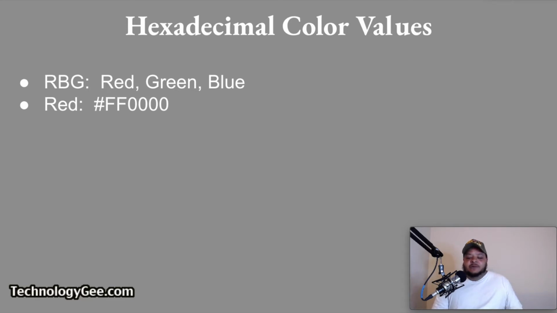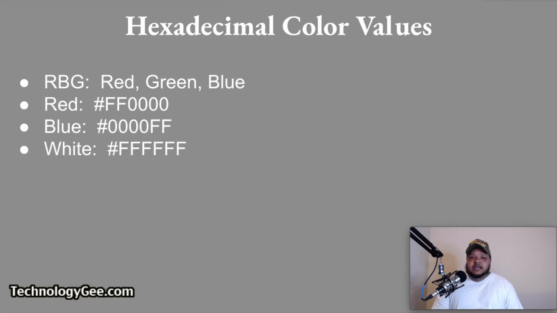So, for example, the hexadecimal color code for red would be FF with 4 zeros. If you type that into Google, it'll pull up a picture saying that this is what the color red looks like when you convert it into its hexadecimal equivalent. Blue would be 4 zeros and 2 Fs. White would be 6 Fs. And then black would be 6 zeros, right?